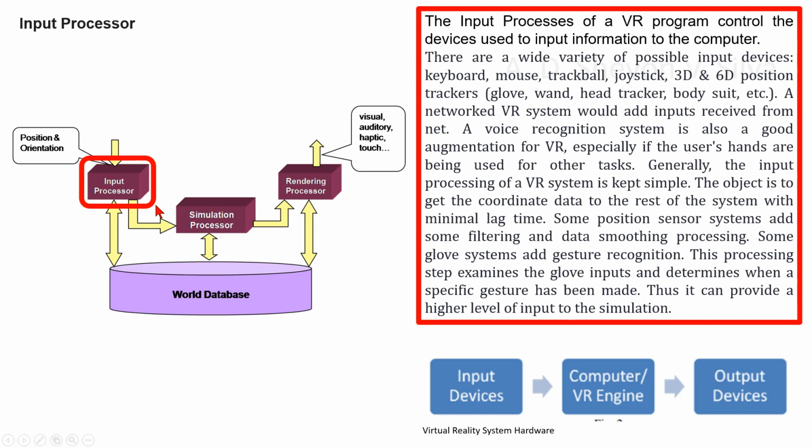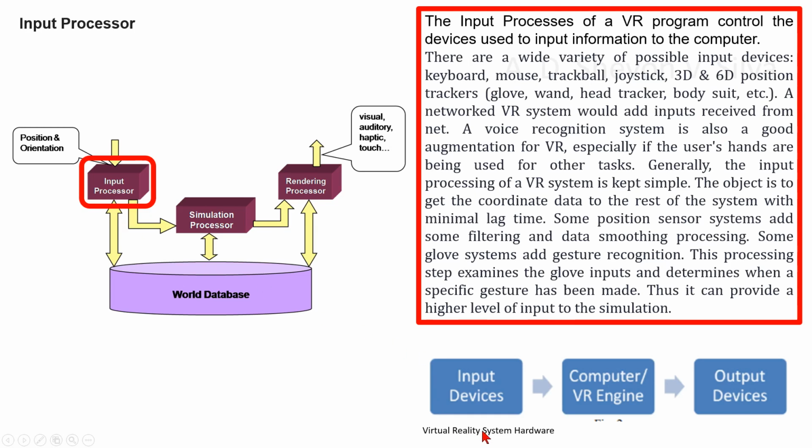A voice recognition system is also a good augmentation for VR, especially if the user's hands are being used for other tasks. Generally, the input processing of a VR system is kept simple. The object is to get the coordinate data to the rest of the system with minimal lag time. Some position sensor systems add some filtering and data smoothing processing. Some glove systems add gesture recognition. This processing step examines the glove inputs and determines when a specific gesture has been made. Thus, it can provide a higher level of input to the simulation.